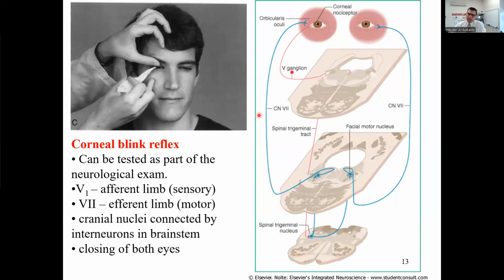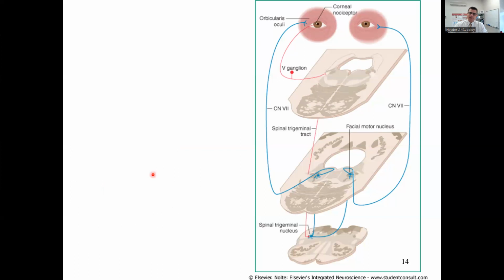But if there is damage to the left facial nerve, by touching the left eye, the information comes all the way here and goes up to here. The information going all the way up produces right eye blinking. But here it goes through the facial nerve. When there is damage here, it won't reach the left eye, and so on. That's why we use this as part of the routine neurological examination.